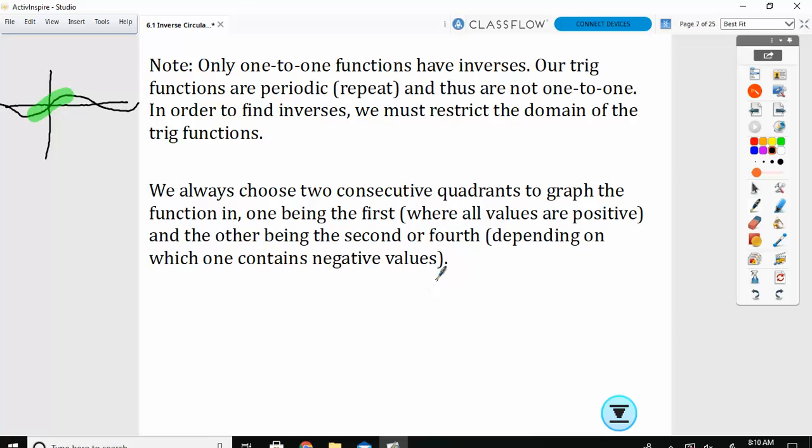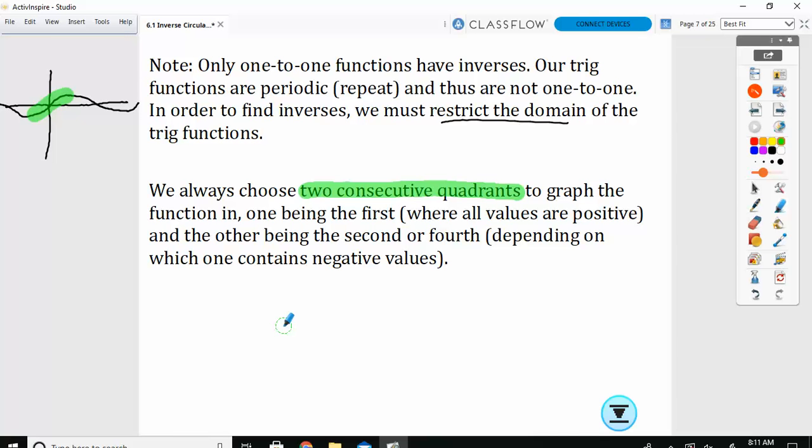So when we're dealing with the trig functions, we have to restrict the domain. We're not going to look at everything. We are going to pick two consecutive quadrants. We need to capture a consecutive piece of this graph where it hits the positives and the negatives. Now we know all four of them are positive in quadrant 1. So for the second piece, the second quadrant, we'll either use quadrant 2 or quadrant 4.